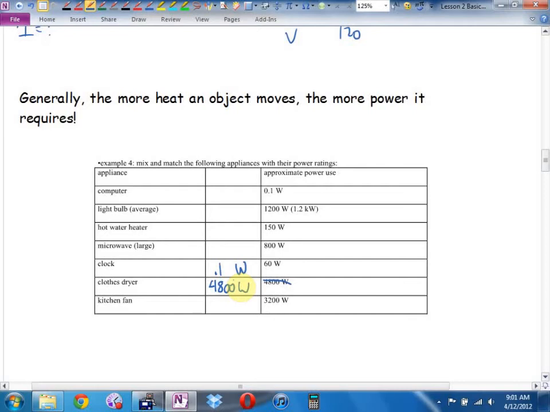Which of these do you think moves the next largest amount of heat and would therefore have the next largest amount of power? Computer? Do you burn yourself when you touch a computer? No. Light bulb. You know what? I think the hot water heater, because there you're not only moving a large amount, like the temperature is big, but also that's a lot of water. That's got to pull a lot of energy to do that. And yeah, it would have a wattage of about 3,200.